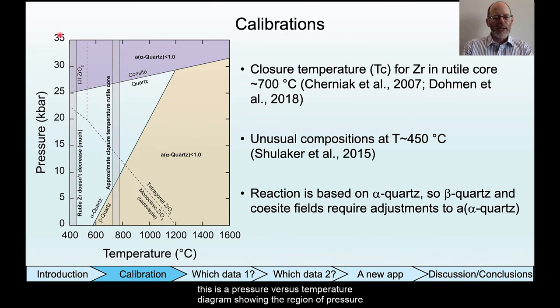To put us all on the same page, this is a pressure versus temperature diagram showing the region of pressure-temperature space of relevance to calibrating the zirconium in rutile thermometer. Most of the experiments are up here. This region is below the closure temperature of zirconium diffusion in a rutile core, and this temperature is above a region where Schulacher et al. have reported some unusual compositions. The reaction is based on alpha quartz, this stability field, so experiments that are in here or ultra-high pressure rocks have to be corrected for the activity of alpha quartz outside its stability field.